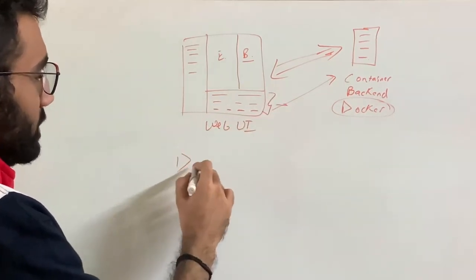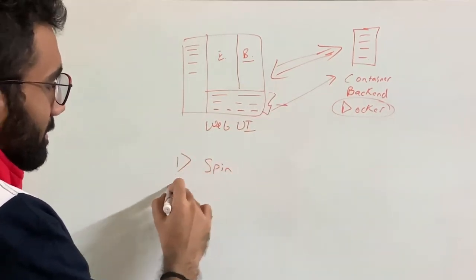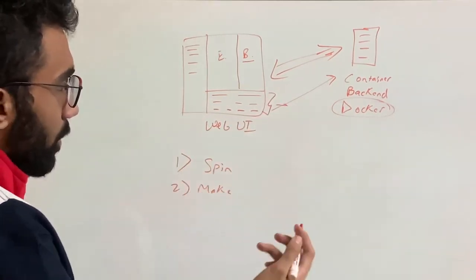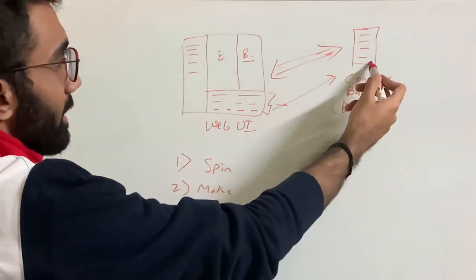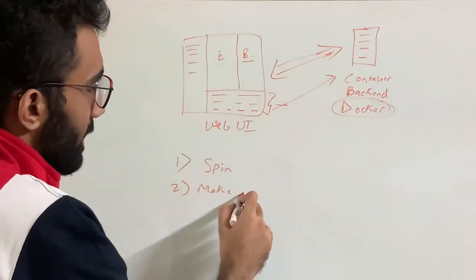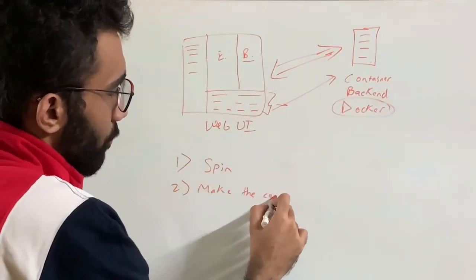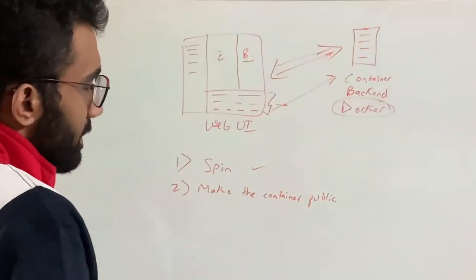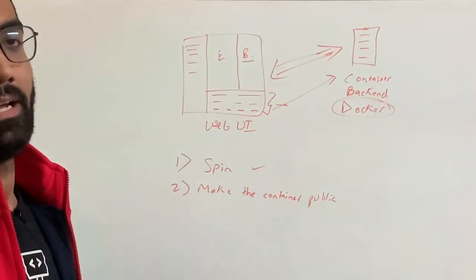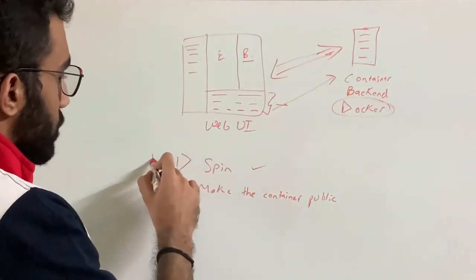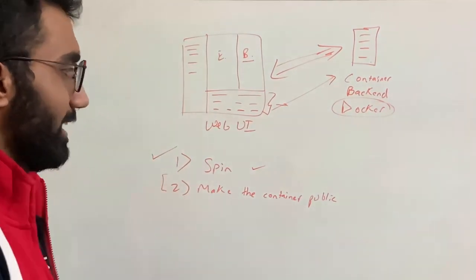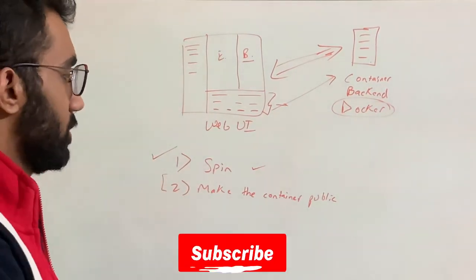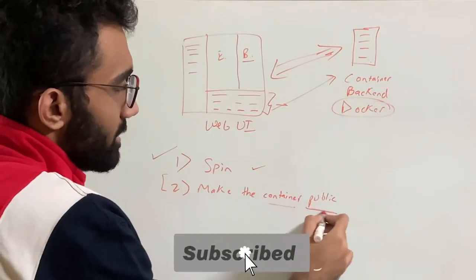Now there are two parts to this: spin up the container, and then make this container respond to API calls from outside the container, or from the browser. So make the container public in some way. The spinning part is relatively easy. You just run the docker create container command and it spins up a new container on a physical host. The second part is also relatively easy if you think about it.